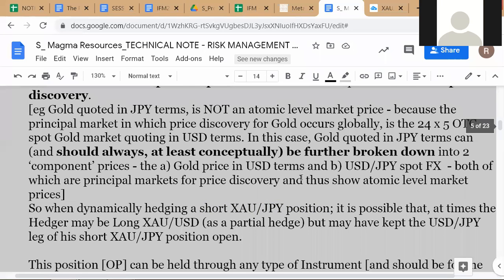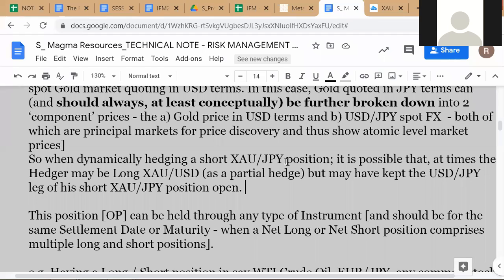So this is the point, that this guy is short XAU yen. So instead of taking a view on this market, he's separately taking a view on gold dollar and separately taking a view on dollar yen. So he might have taken a long position in gold against US dollars, but he may not have sold the dollar yen, because if you sell the dollar yen, then you'll end up with your long yen position. Sorry, he may not have bought the dollar yen basically.